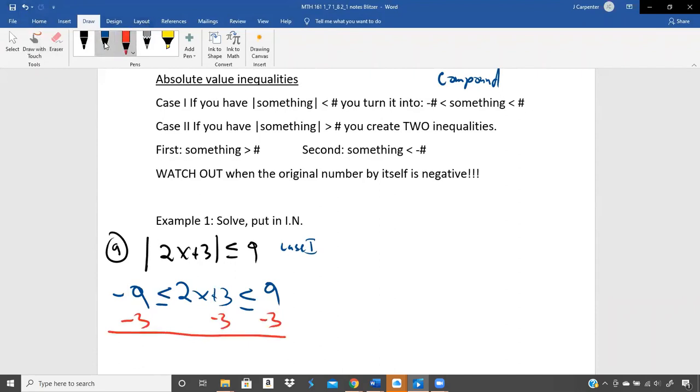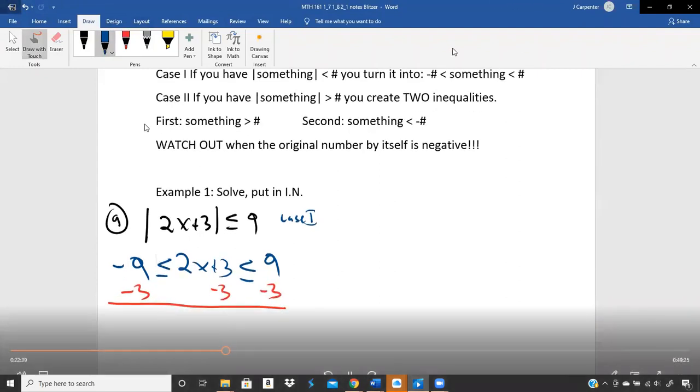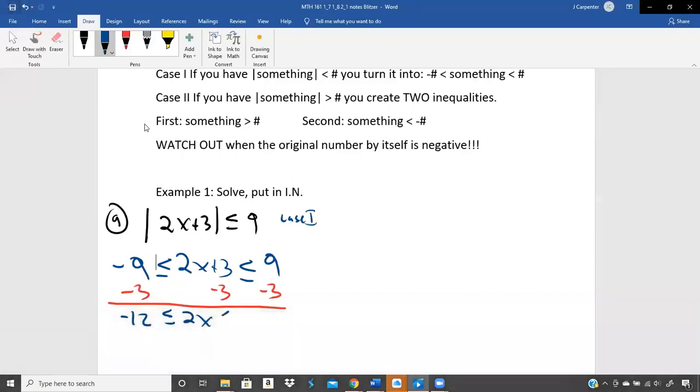Don't ever try to move the x out of the middle. It's a bad idea. Negative 9 minus 3 is negative 12, less than or equal to, leave the 2x. 9 minus 3 is positive 6, leave the less than or equal to. Everything looks good. Now we divide all sides by 2. Not just two sides, all sides.